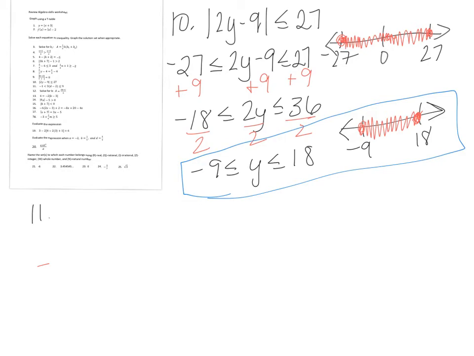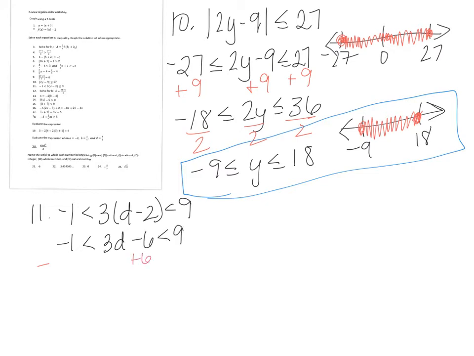Number 11, negative 1 less than 3 times d minus 2 less than 9. So we have another between statement here. We're going to distribute in the middle, so negative 1 less than 3d minus 6 less than 9.